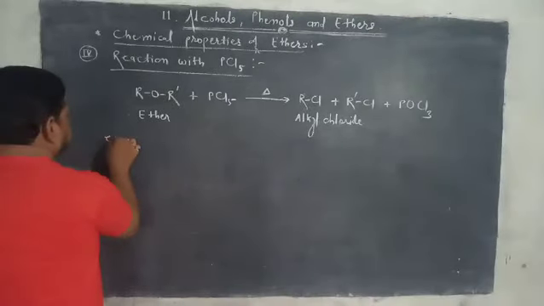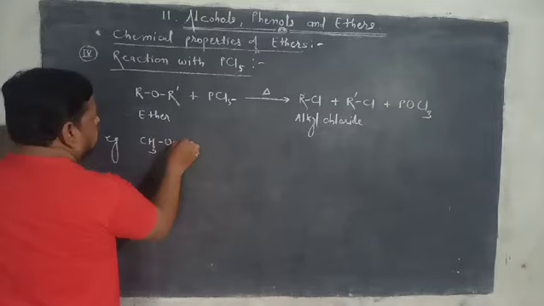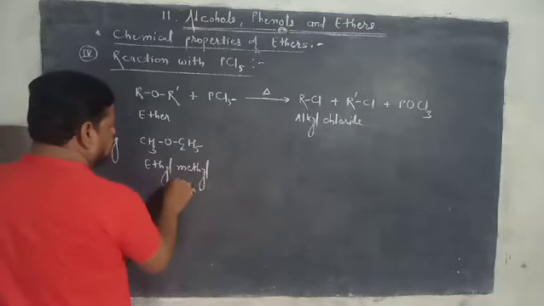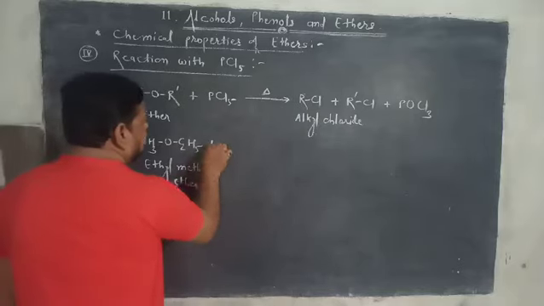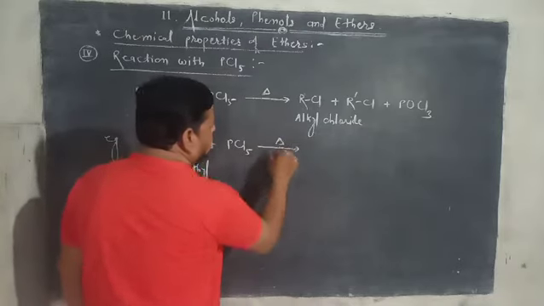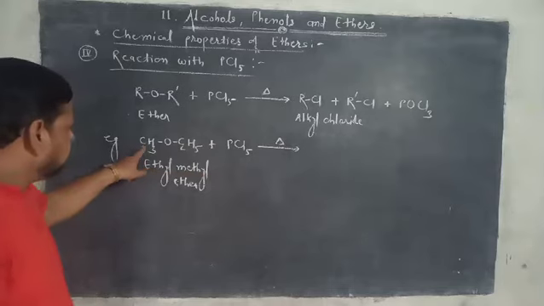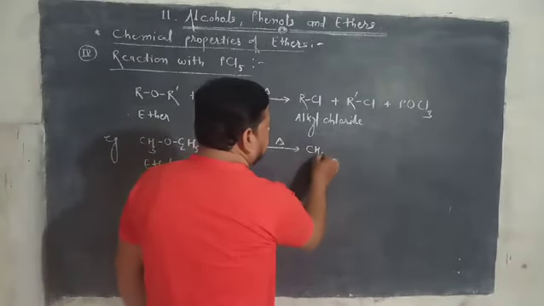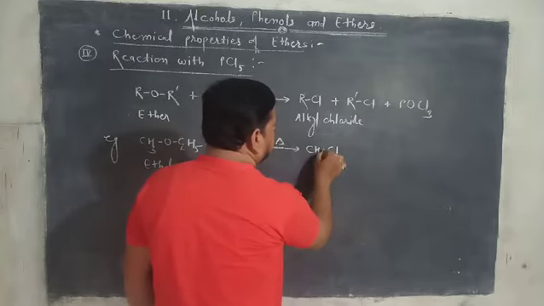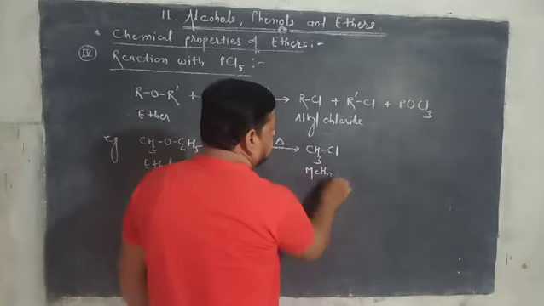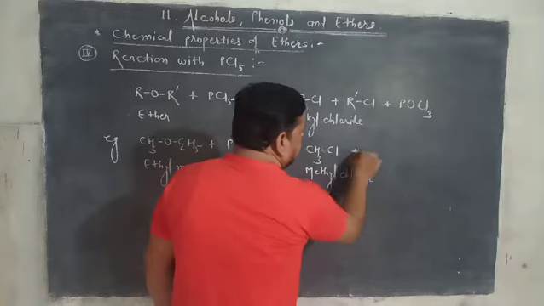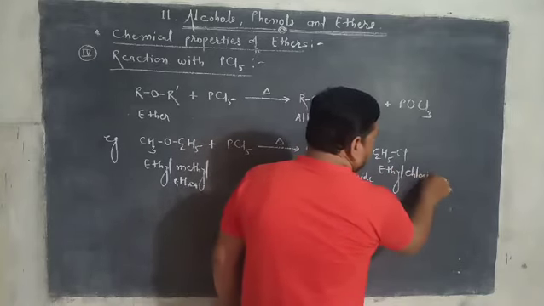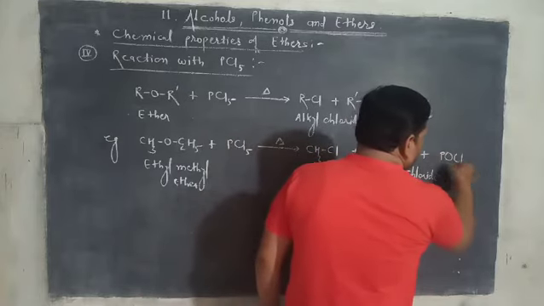For example, when ethyl methyl ether is heated with PCl5, then one chlorine atom gets attached to the methyl group, another chlorine atom gets attached to the ethyl group, and it gives CH3Cl, that is methyl chloride, C2H5Cl, that is ethyl chloride, and POCl3, phosphoryl chloride.